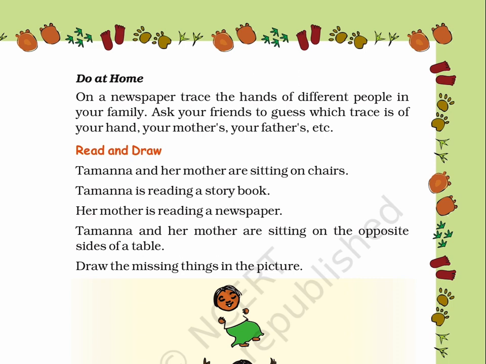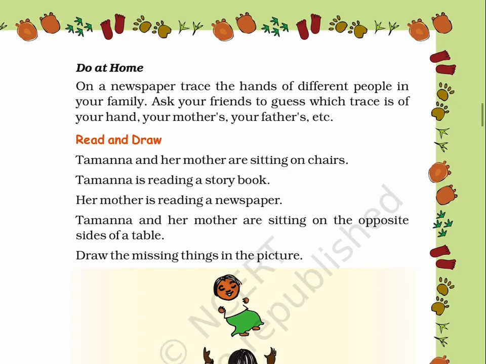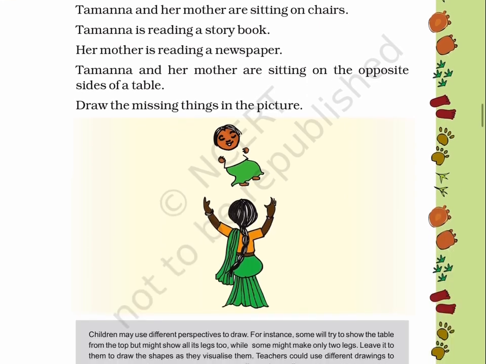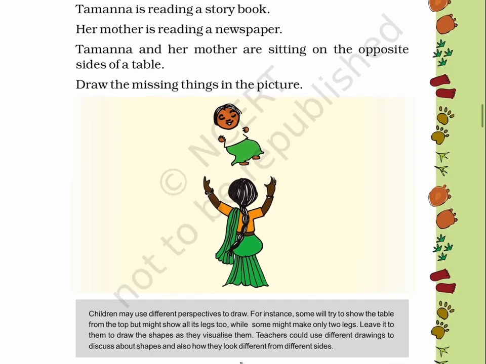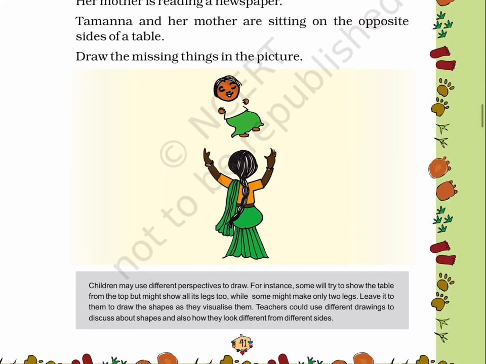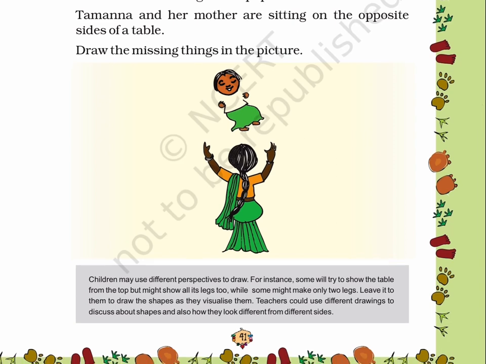Read and draw. Tamanna and her mother are sitting on chairs. Tamanna is reading a storybook. Her mother is reading a newspaper. Tamanna and her mother are sitting on the opposite sides of a table. Draw the missing things in the picture. The missing things in the picture are chairs, a storybook, a newspaper, and a table.